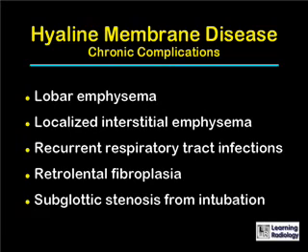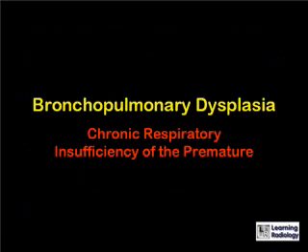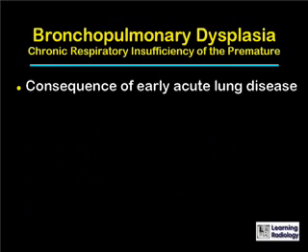Chronic complications of hyaline membrane disease include lobar emphysema, localized interstitial emphysema, recurrent respiratory tract infections, retrolental fibroplasia, and subglottic stenosis from intubation. Bronchopulmonary dysplasia, chronic respiratory insufficiency of the premature.